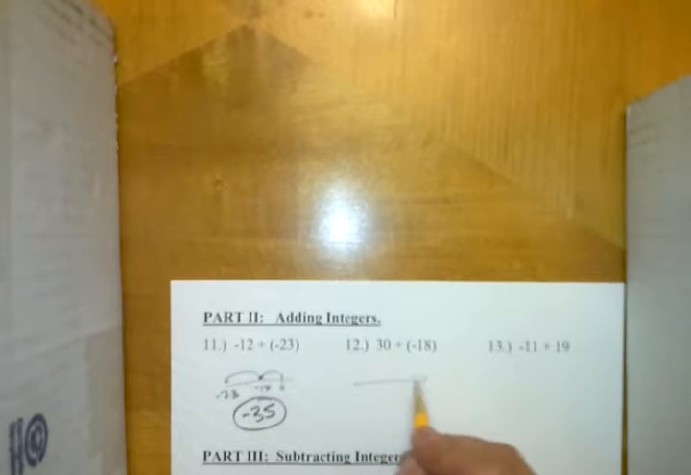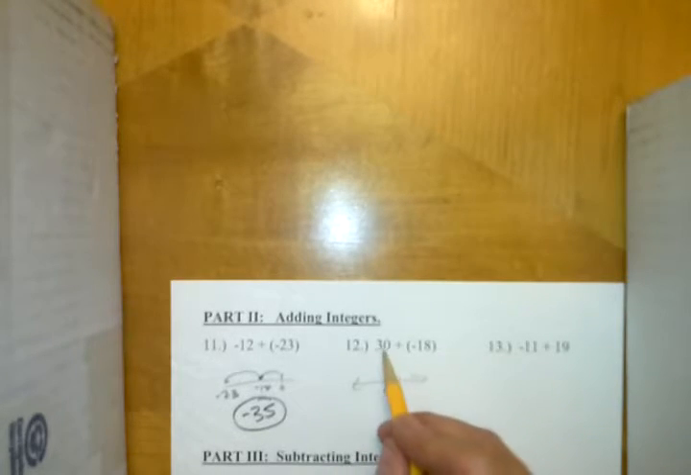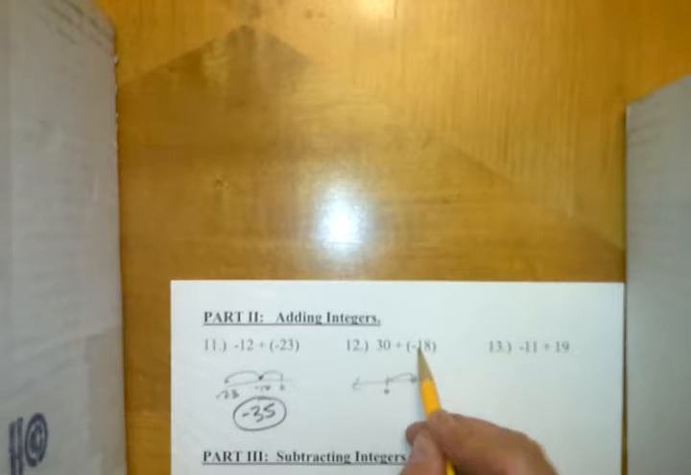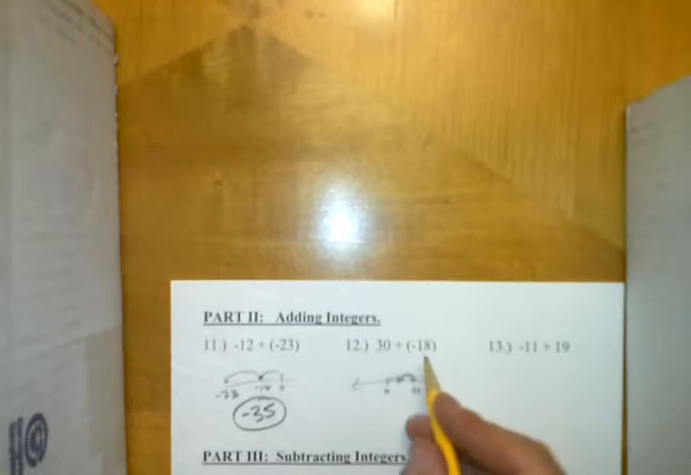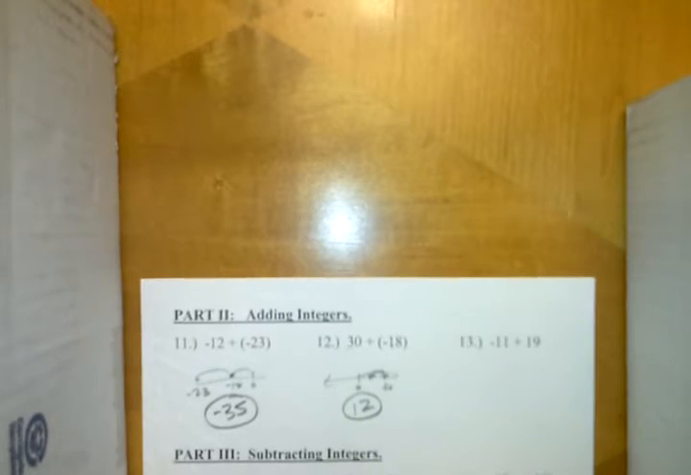For number 12, I make my mock number line starting at 0. I go to 30, and then negative 18 means I go back 18 spots. That's less than 30, so it's going to still be positive, but they're going opposite directions, so I subtract them, and when I subtract them, I get 12. 30 minus 18 is 12.